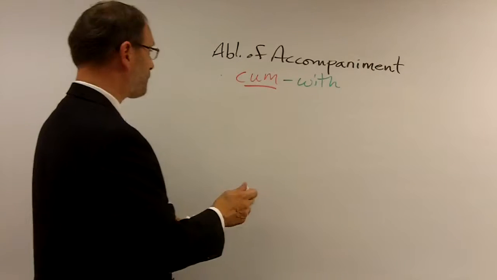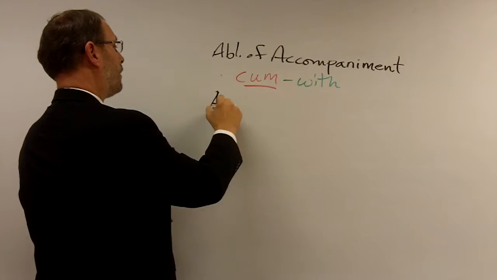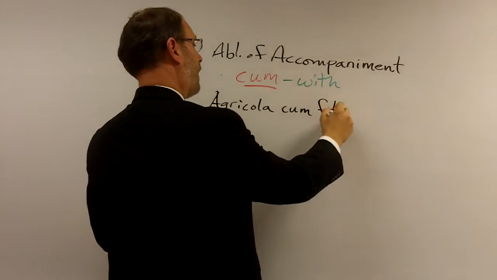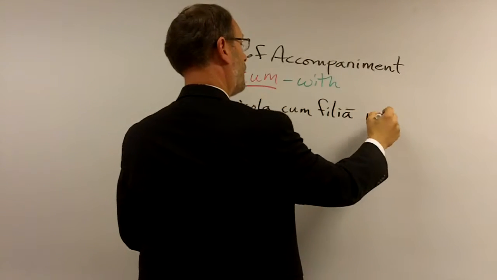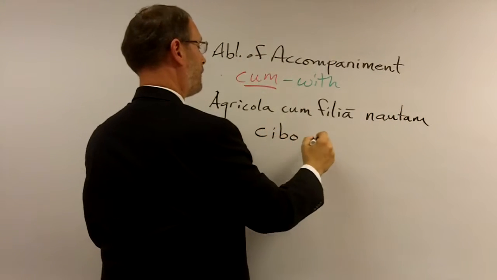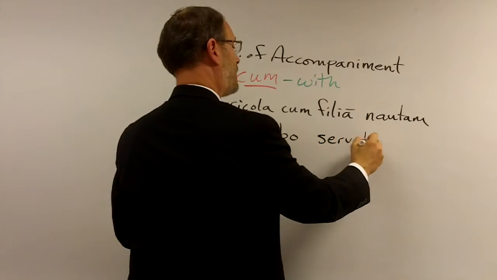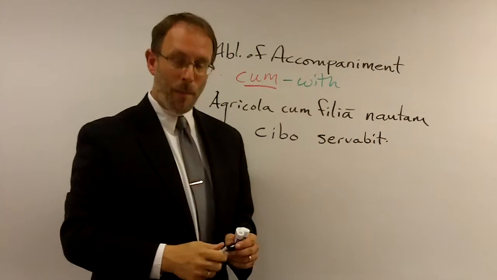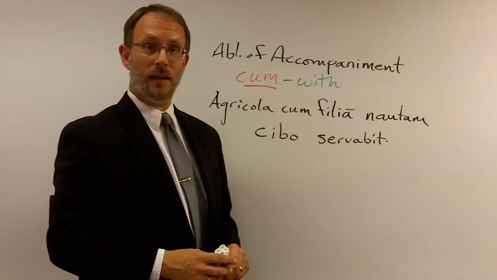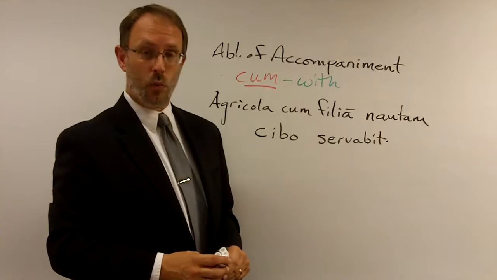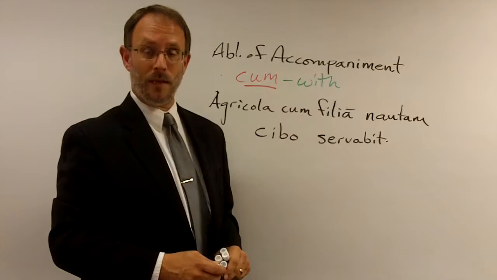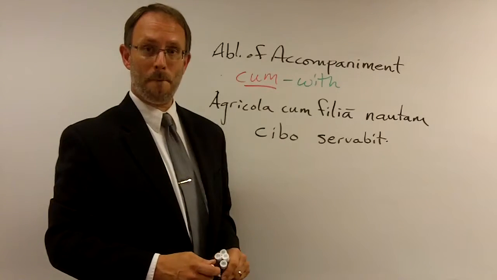Consider this sentence. Agricola cum filia nautam cibo servabit. Copy that sentence, underline each of the two ablative nouns, and see if you can identify the use of each one. Is it ablative of means, ablative of place where, or ablative of accompaniment? Go ahead and pause the video and do that now.